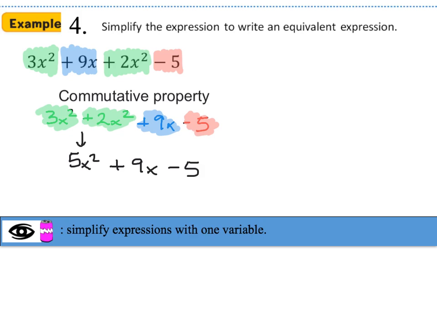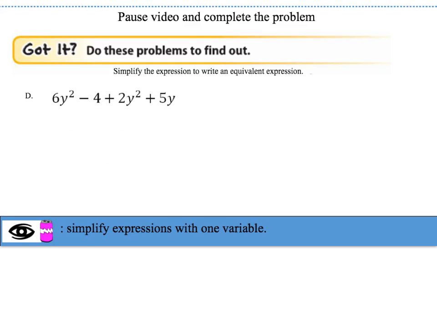So then I drop down the rest of the problem, because none of the other terms can be combined. They're all different terms. So I can leave my answer like this. And please know that this answer is equal to this one. They're equivalent expressions. All we did was combine like terms. So pause the video and complete this got it problem, and we'll discuss the answers in class tomorrow.